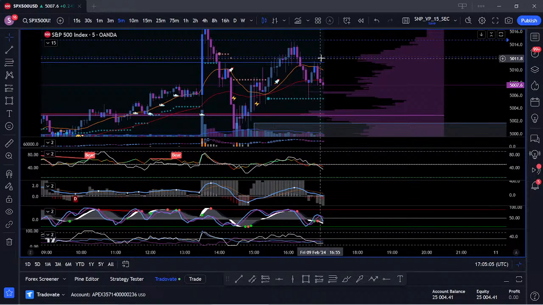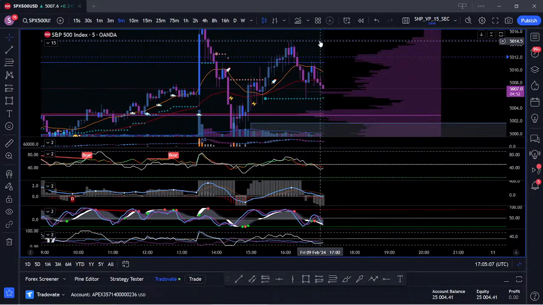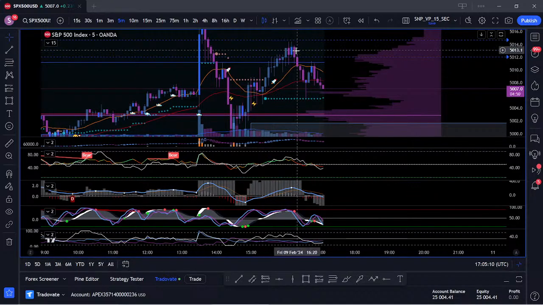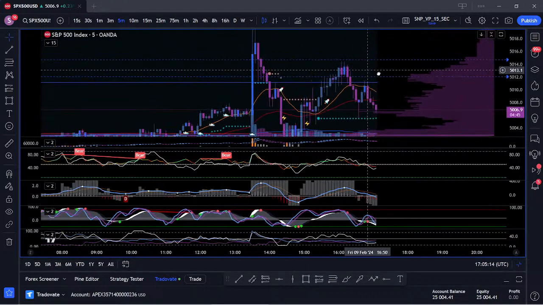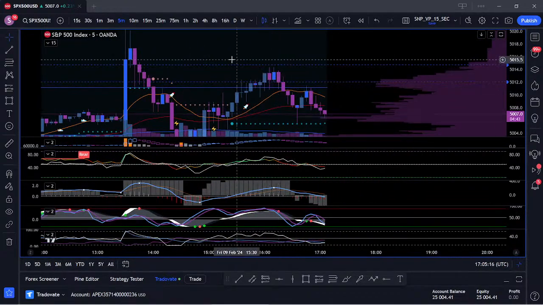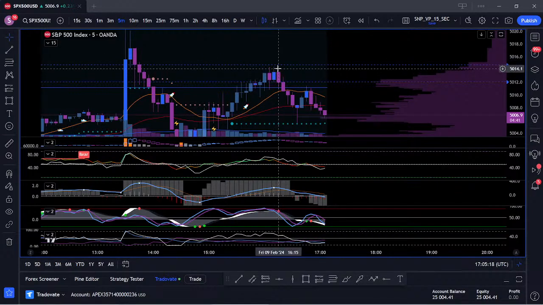Potential on ES. This was very good. We were expecting to come here, but it didn't. We left 2 or 3.